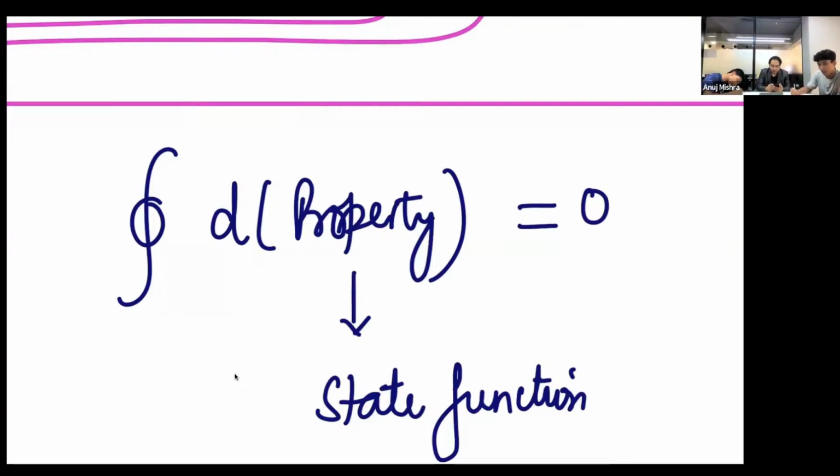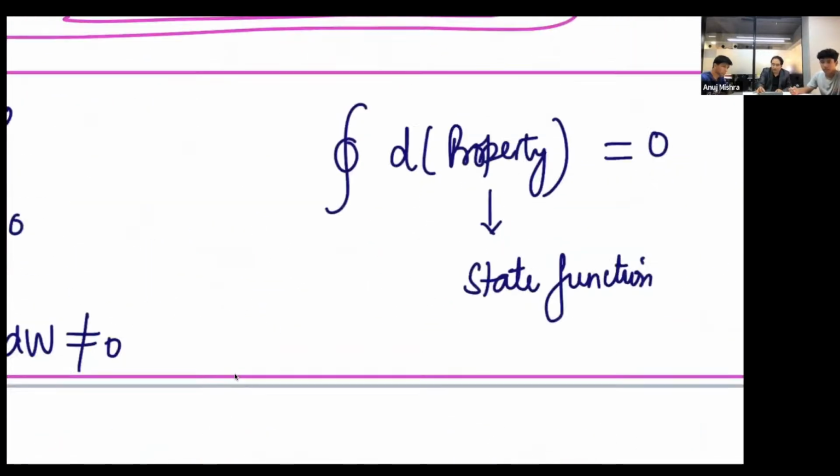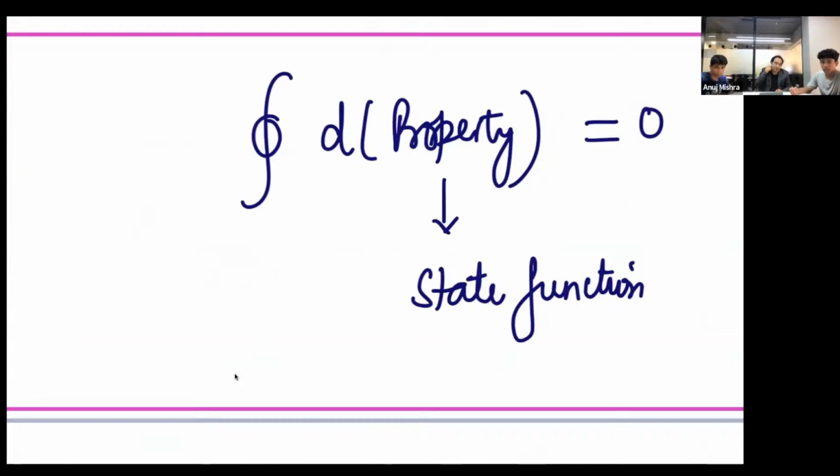So what is the cyclic integral? How does it differ from a normal integral? A normal integral is when you are doing integration, you get the limits, from this to this. Cyclic means on the complete area which you have shown there. So this is for the whole area which we have mentioned here. So cyclic integral d property is equal to 0. That means this particular property is a state function.